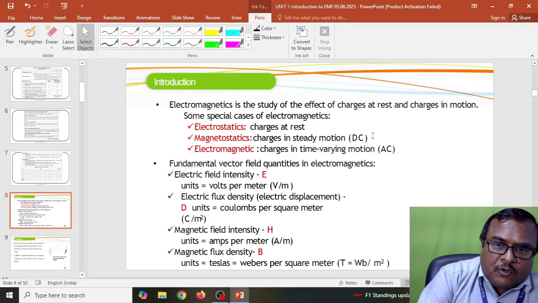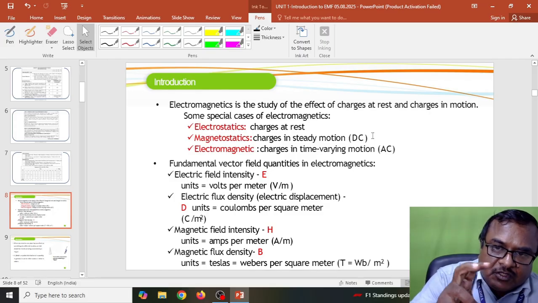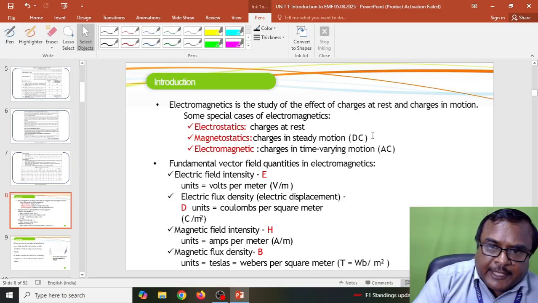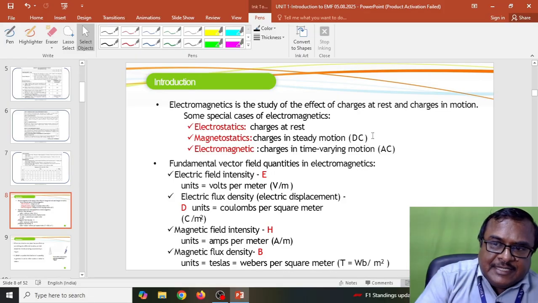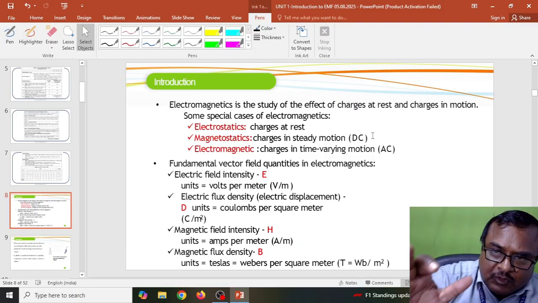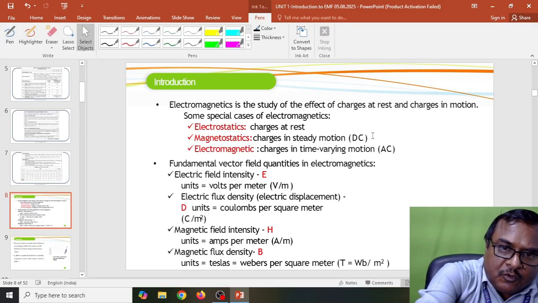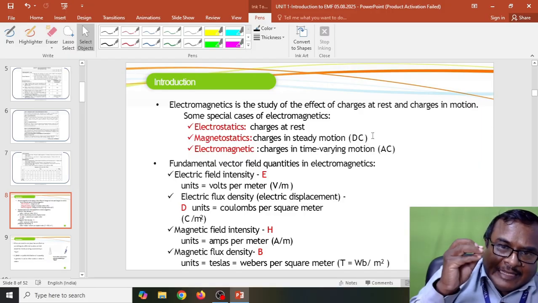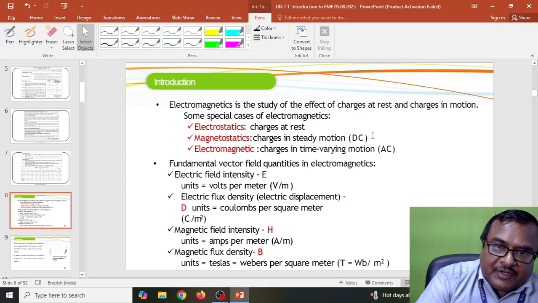Then another case, the electromagnetic case. Here charges are in time varying motion, so the charges are moving with respect to time. That is similar to the AC condition, the alternating condition. This is called electromagnetic, where we have the electrical effect as well as the magnetic effect. Whereas in magnetostatics, the charges are in steady state condition, that is constant charge with the time axis, in steady motion.